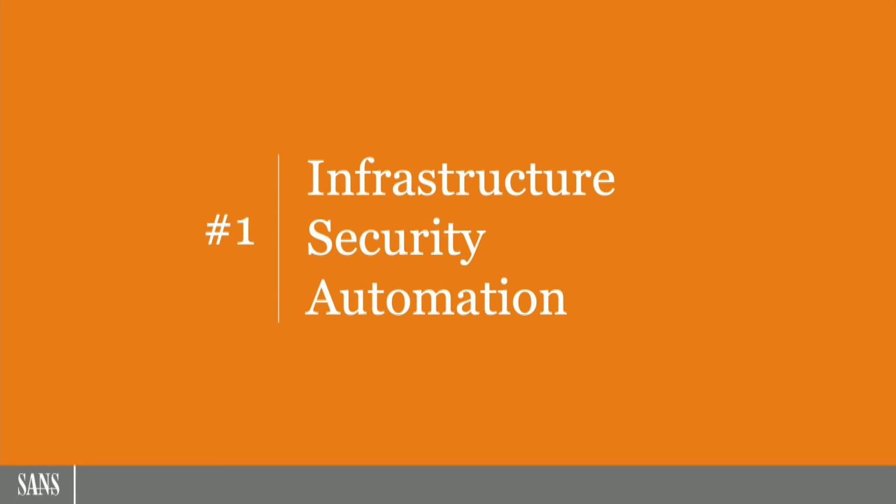Number 1 is automation related to some infrastructure security elements. Number 2 is automation related to your DevOps pipeline. And then finally, number 3 is automation related to some application security related issues that your applications might be having as well. So let's go ahead and start with number 1 here, infrastructure security automation.